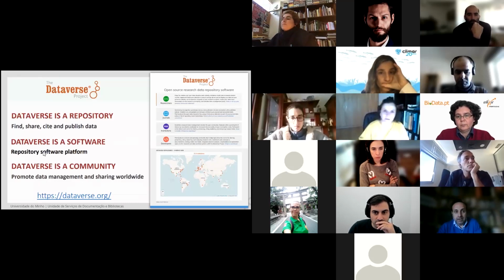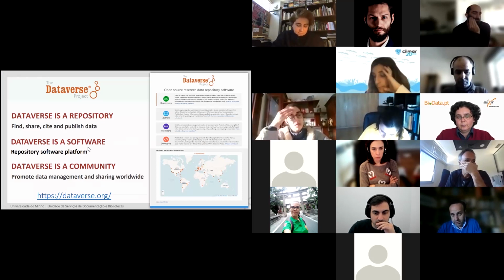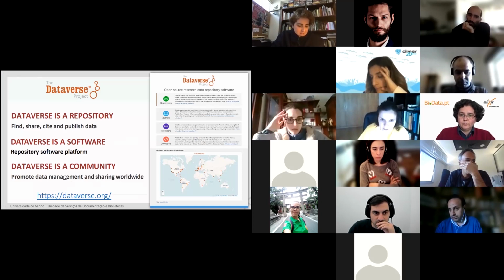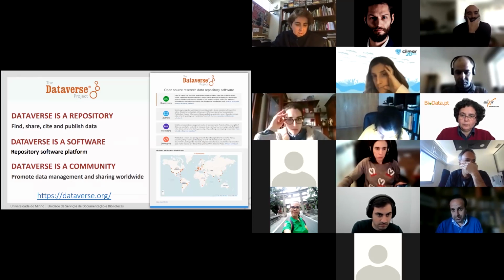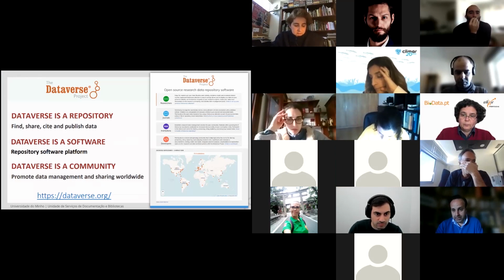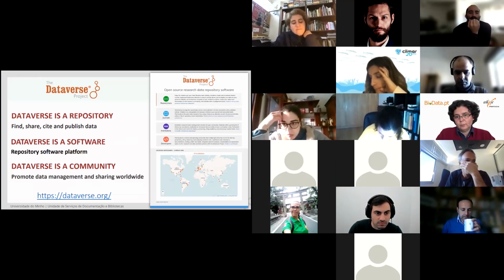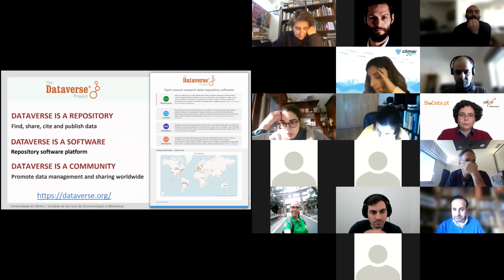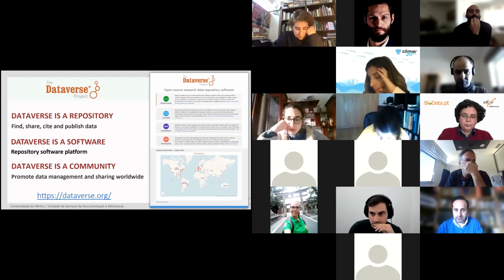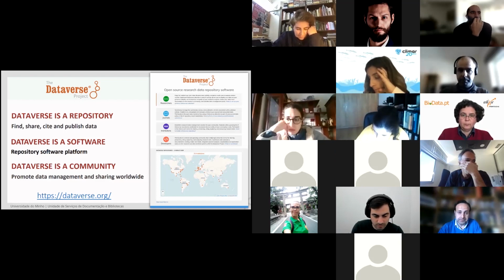So, Dataverse is a repository, as I mentioned. Dataverse is software, and this is a solution that Biodata uses and Minho uses. Dataverse is also a community because it's an open source solution. It's quite interesting. You can see here on the map that there are different institutions using this software, even in Europe.